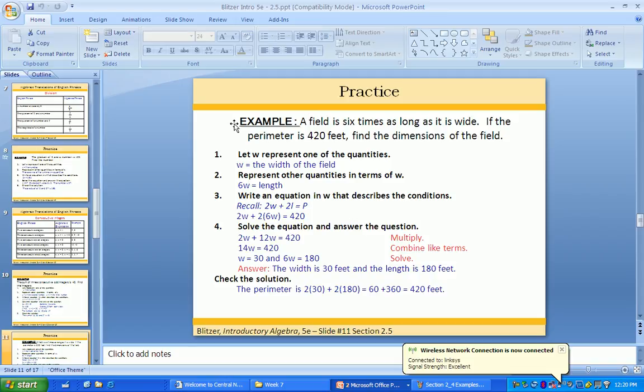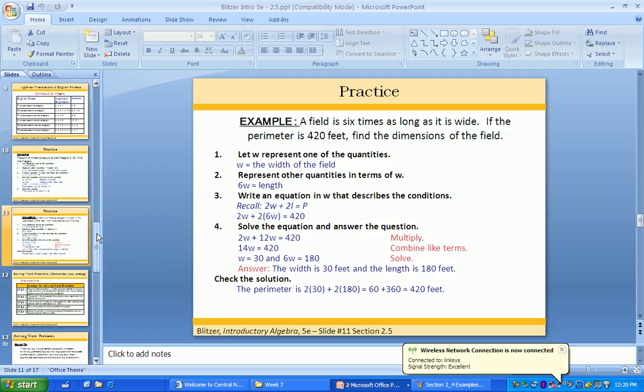Here's another good one. A field is 6 times as long as it is wide. So length is equal to 6w, right? That's what it's telling us. The length is 6 times as long as it is wide. If the perimeter is 420 of this field, find the dimensions of the field.